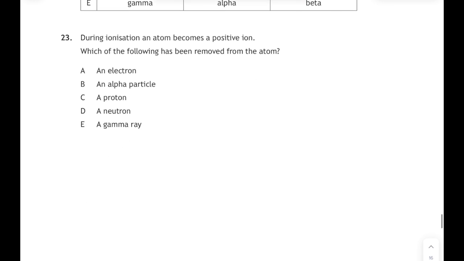Question 23. During ionization, an atom becomes a positive ion. Which of the following has been removed from the atom? Well, ionization is always about gain or loss of electrons. It's the electron, so that's 23A.